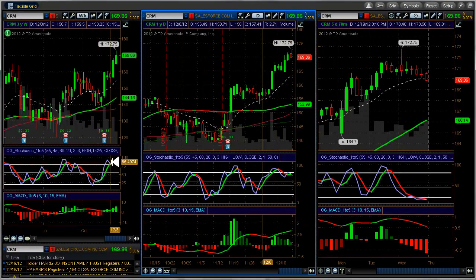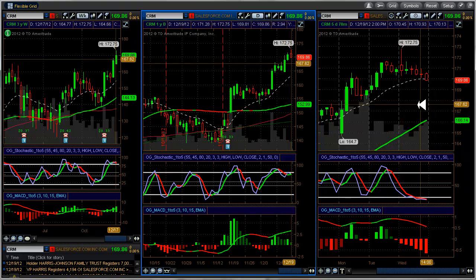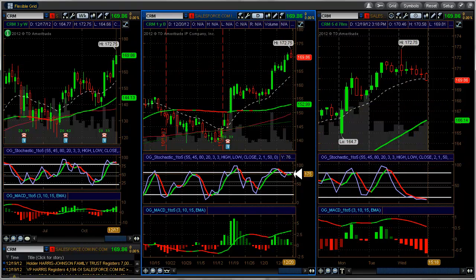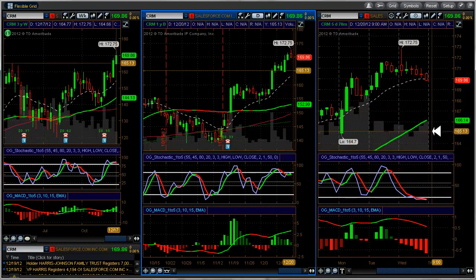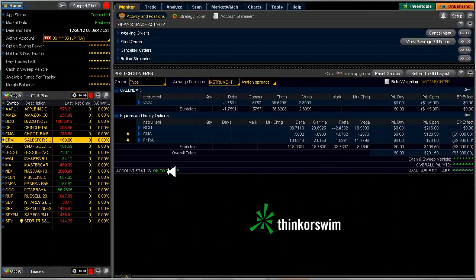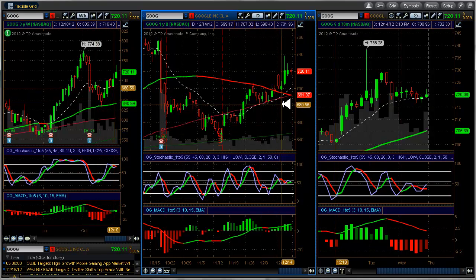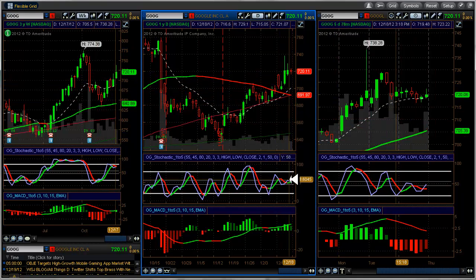Salesforce in an uptrend, we're up here, no entry. In an uptrend, we're up here, no entry. And look for a signal to enter and possibly use the intraday here for an entry point during the day. Nothing going on. Google. Uptrend on the long term, no entry. Downtrend on the short term, no entry.